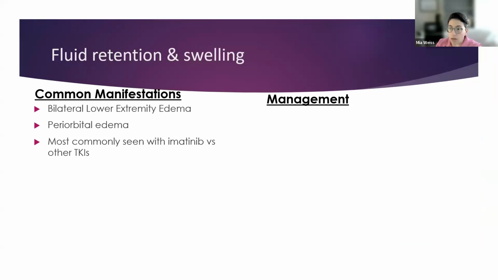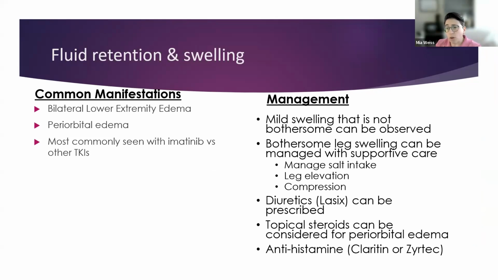Okay, so fluid retention and swelling is something that's commonly seen more with imatinib versus the other types of tyrosine kinase inhibitors. Bilateral lower extremity edema and periorbital edema, which is swelling kind of around the eyelids, are two of the most common complaints patients have. When it comes to just mild swelling in the legs or in the eyes, if it doesn't bother you, we can just keep an eye on it.